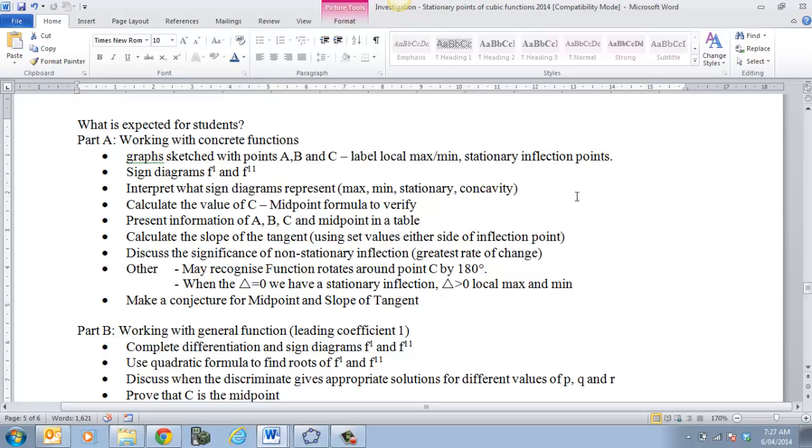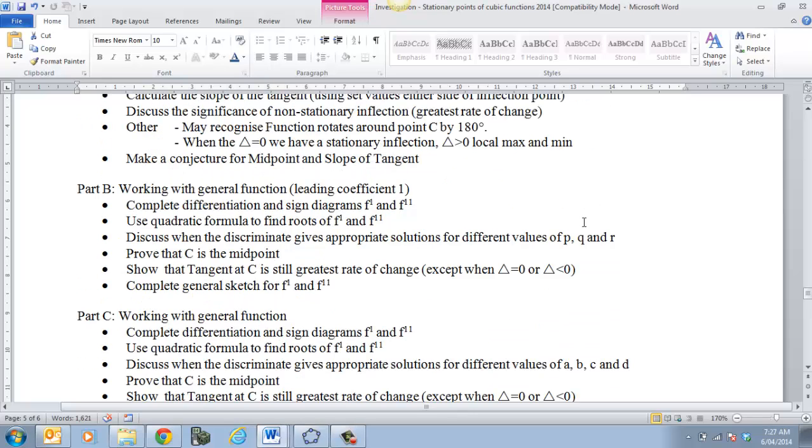I expect you to discuss the significance of the non-stationary inflection points. So if you were looking at the slope of the tangent, which one would have the greatest rate of change? So anything else that you've done that you could look at. So making a conjecture about the midpoint and the slope of the tangent, and talking about conjecture of obviously looking at your stationary points and inflection points. So I'll be looking at that.